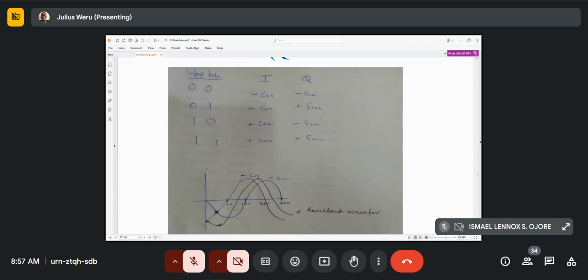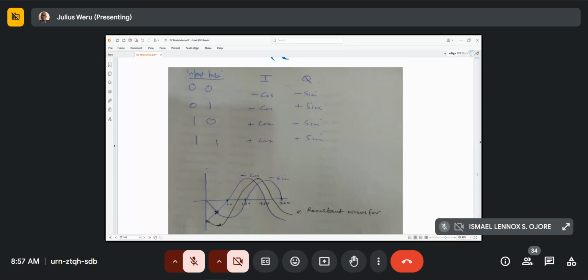If you have 0, 1, of course, you have a minus cosine because it is 0, but this one you have a plus sine. If you have 1, 0, you have a plus cosine and a minus sine. And if you have 1, 1, both are plus. And when we check the waveforms, we'll see that there will be a maximum at different angles or at different phases.